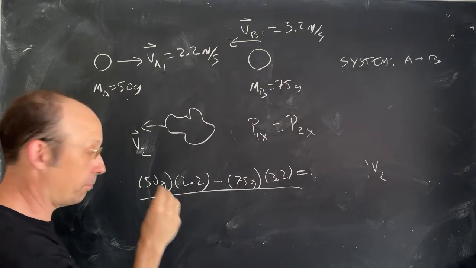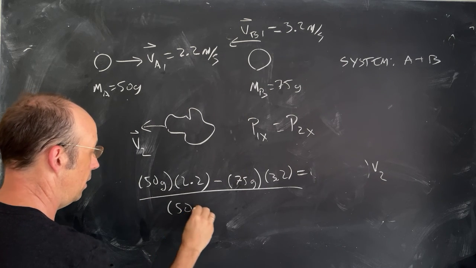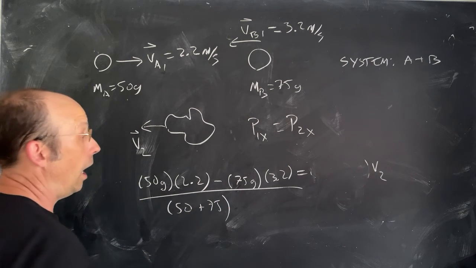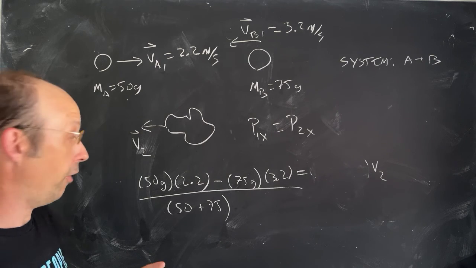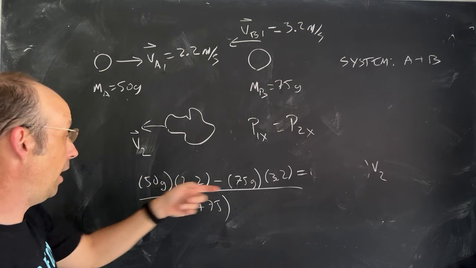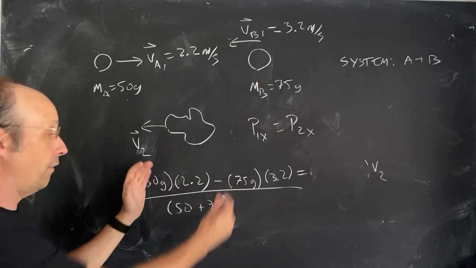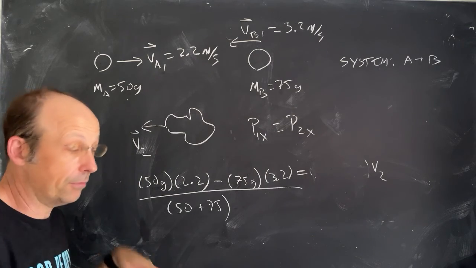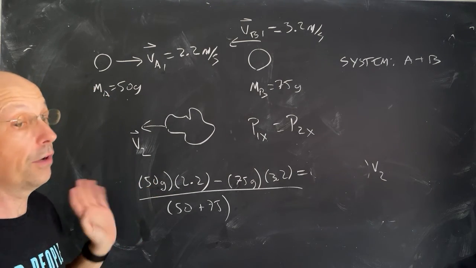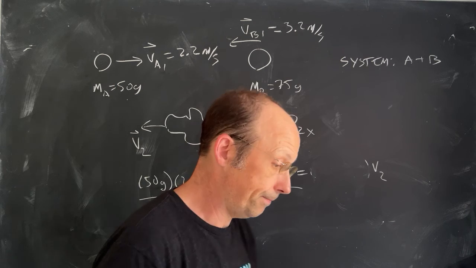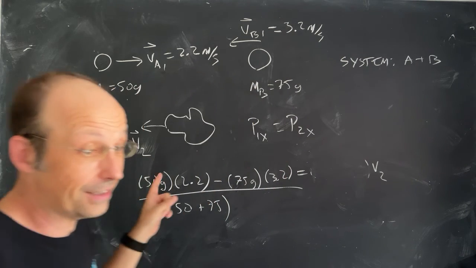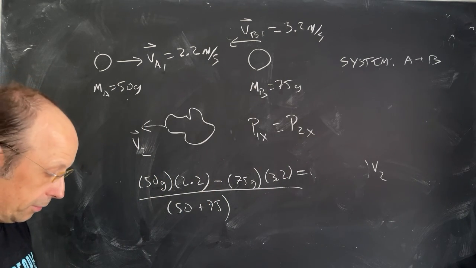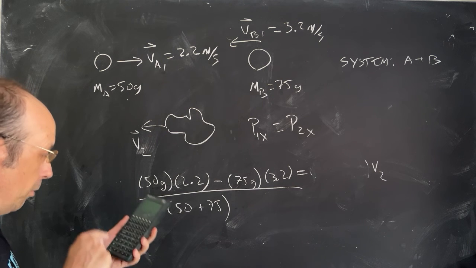And I'm going to add an extra problem, so just hold on. 50 plus 75. Now, I'll tell you why I can write it in grams. Because this is in grams, that's in grams. So I can factor out the grams, divide by grams, the units cancel. Even if I converted to kilograms, I'd get the same answer. I don't normally put the units just because I'm lazy. Okay, let's just multiply this out.